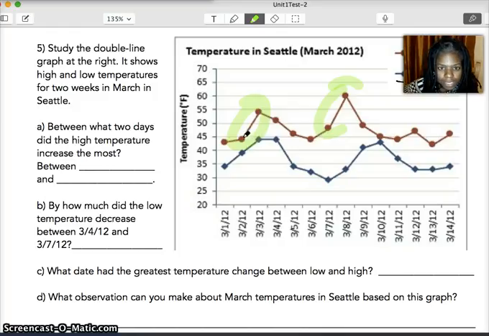And when I look really closely, this jumps from about 44 to about 54. Whereas here, this jumps from about 46, 48 maybe, all the way up to 60, 61. To me, the greatest jump is here. So this is going to be my selection. This will be my selection right here. And so the 2 dates that this jump corresponds to would be March 7th and March 8th.